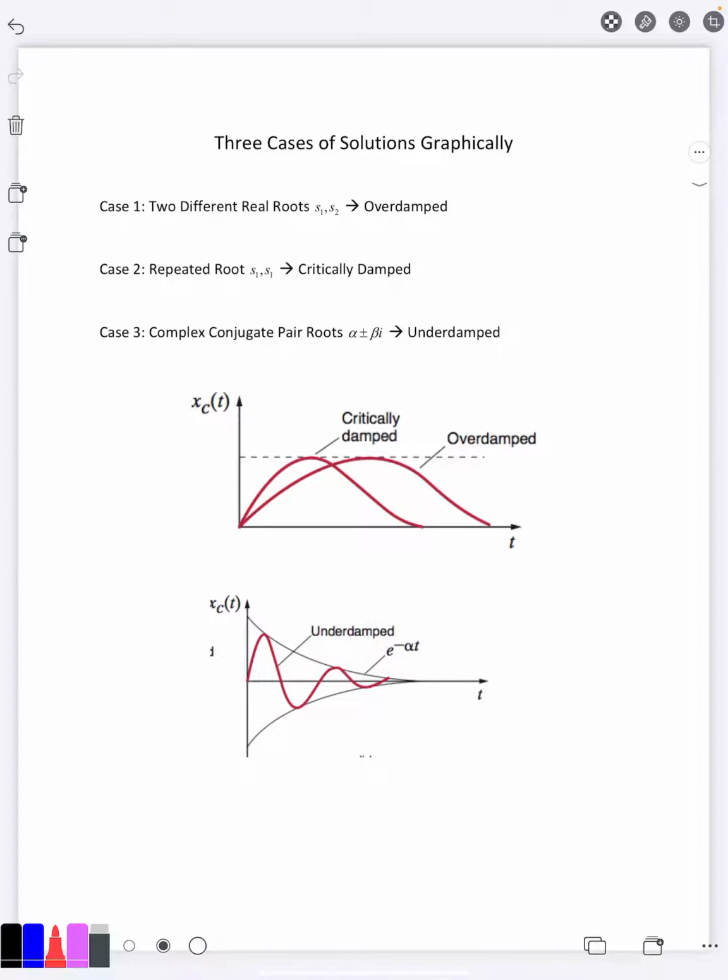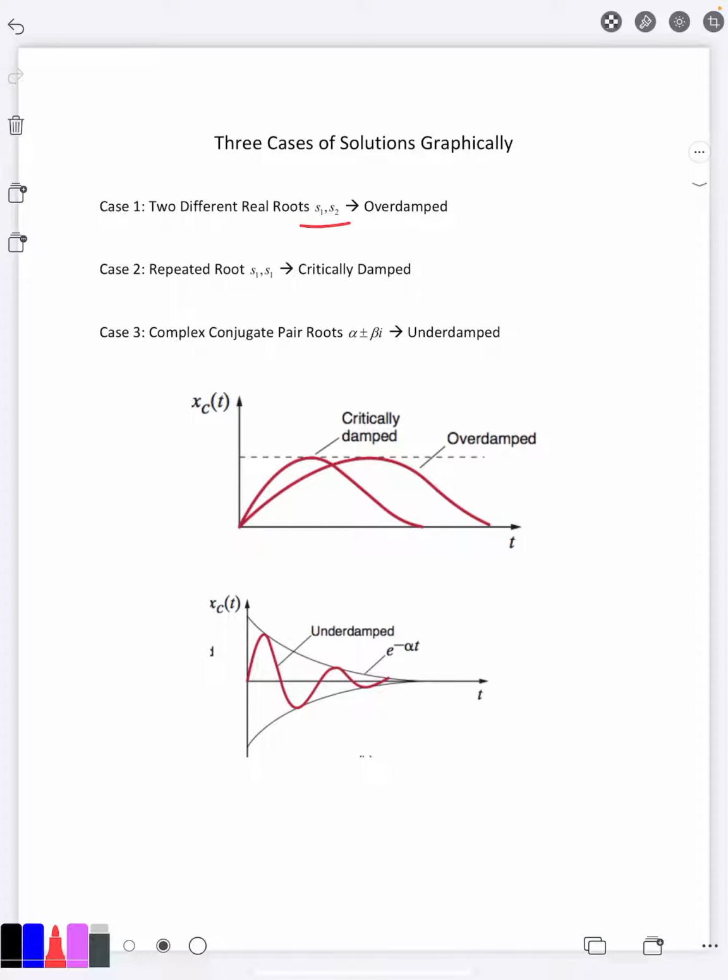In this video, we're going to learn about the qualitative differences of the three different cases you get when solving a second-order differential equation. The first two cases are fairly similar, the overdamped or the critically damped. So again, the overdamped is when you solve and you find two different s values that are both real numbers.